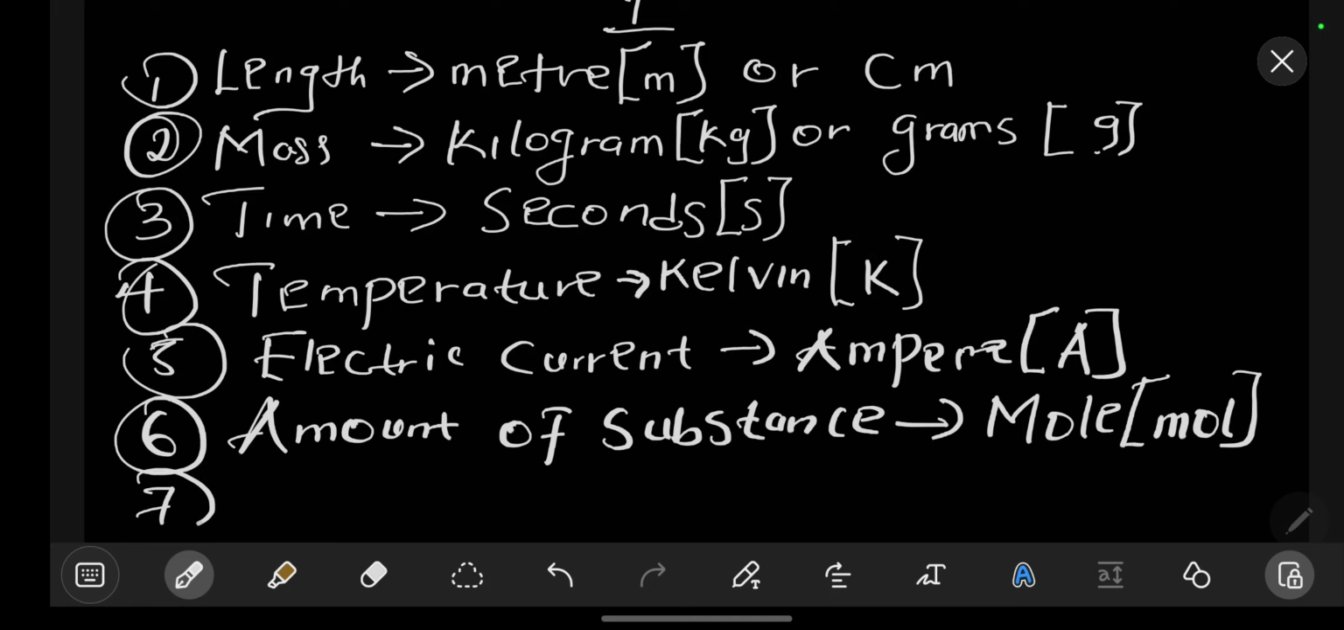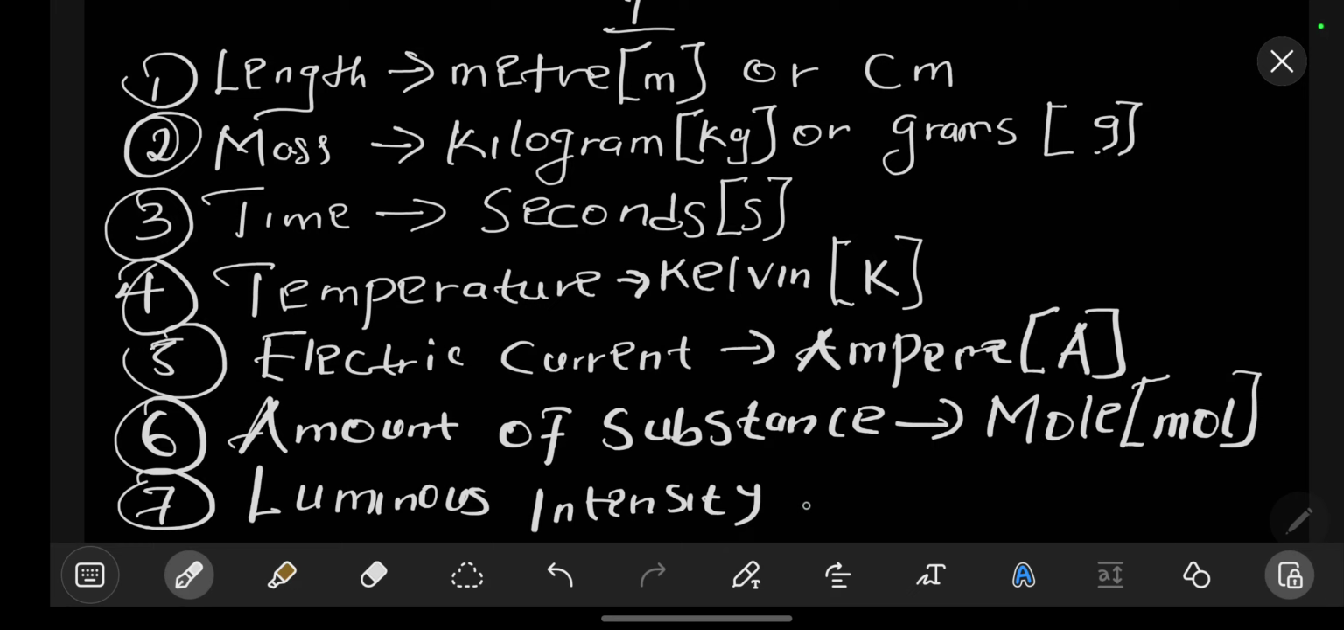And the last fundamental quantity is luminous intensity. The unit for that is candela, and the symbol for candela is simply cd.